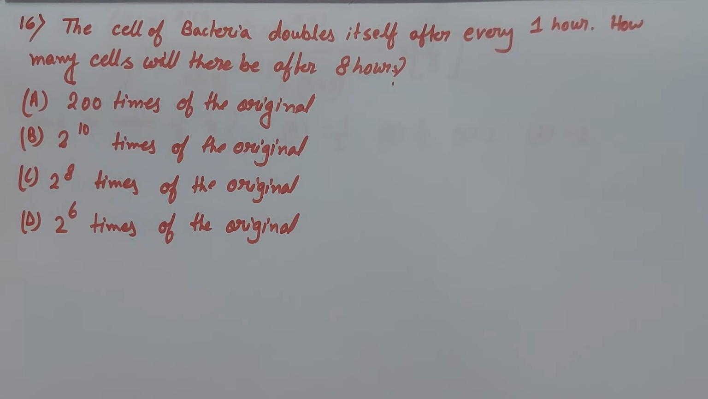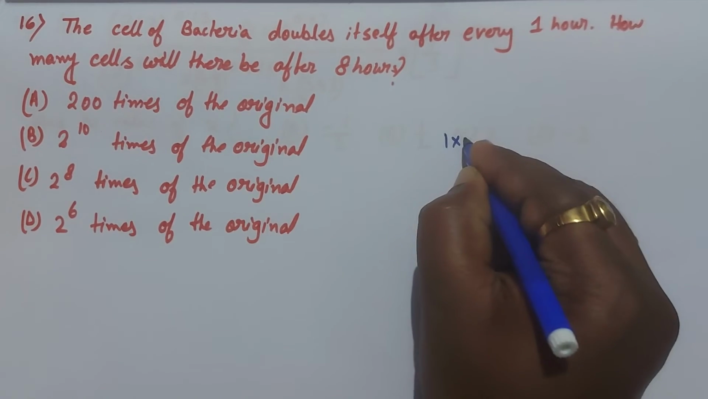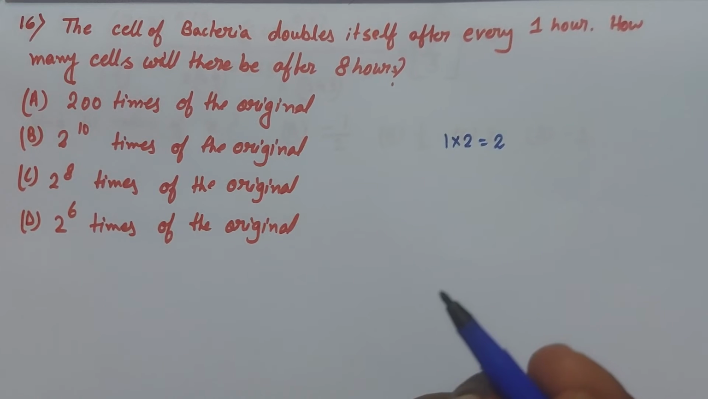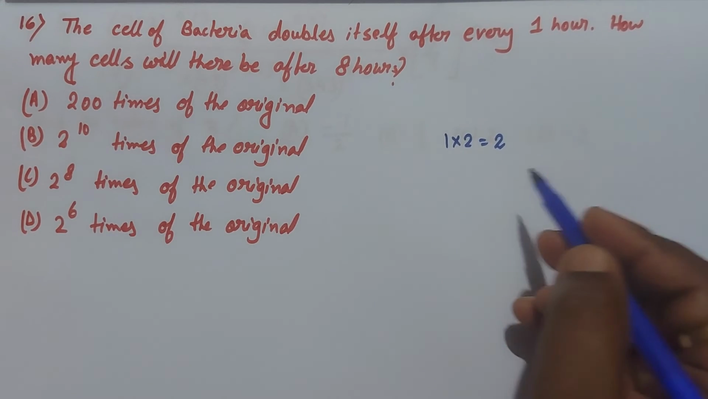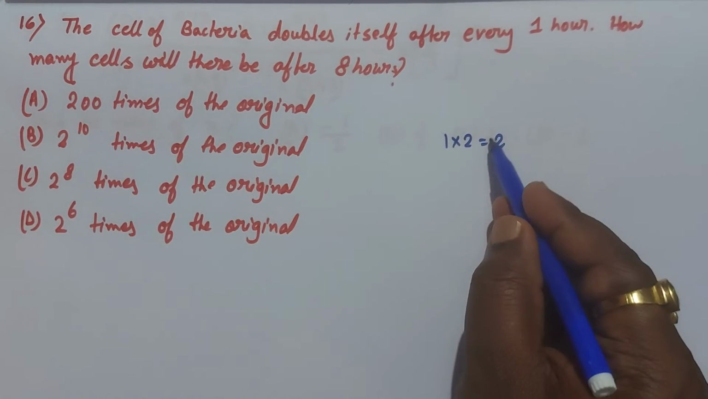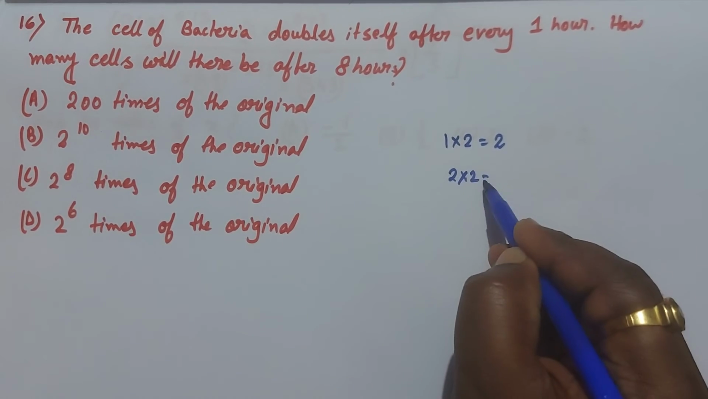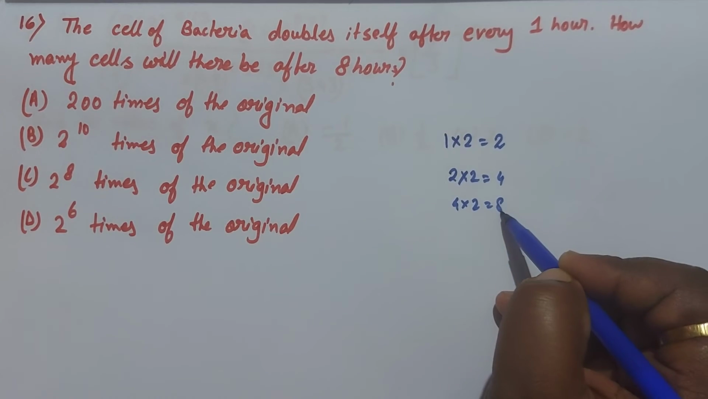So the bacteria cell in every 1 hour, if it starts from 1, then 1 into 2 is equal to 2, after 1 hour. So for every 1 hour passed, we have to multiply 2 with the previous amount. Then again after 1 hour it will be 2 multiplied by 2, it is 4. Then 4 multiplied by 2, 8. It is after 3 hours.